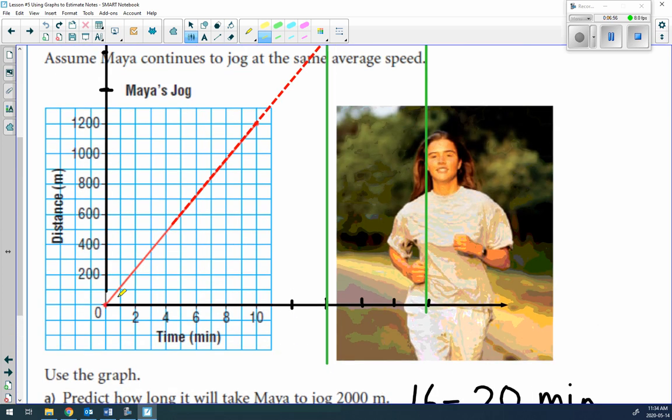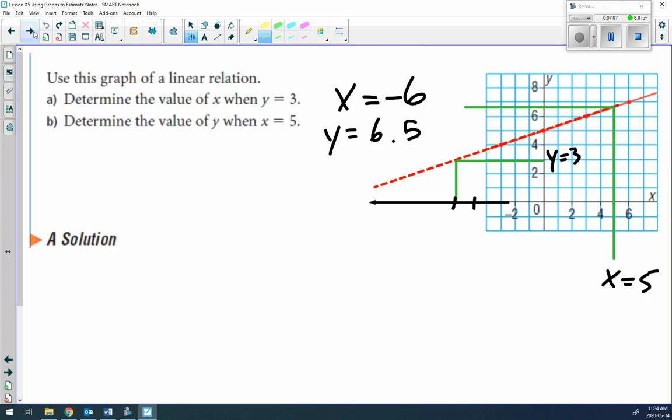That allows us to take this line and continue it along. If not, it would speed up and slow down. We wouldn't have a constant speed. Okay, last example here, I think. Yep. So what we can do is we can take a graph sometime and we can look at different values. So determine the value of x when y is 3.